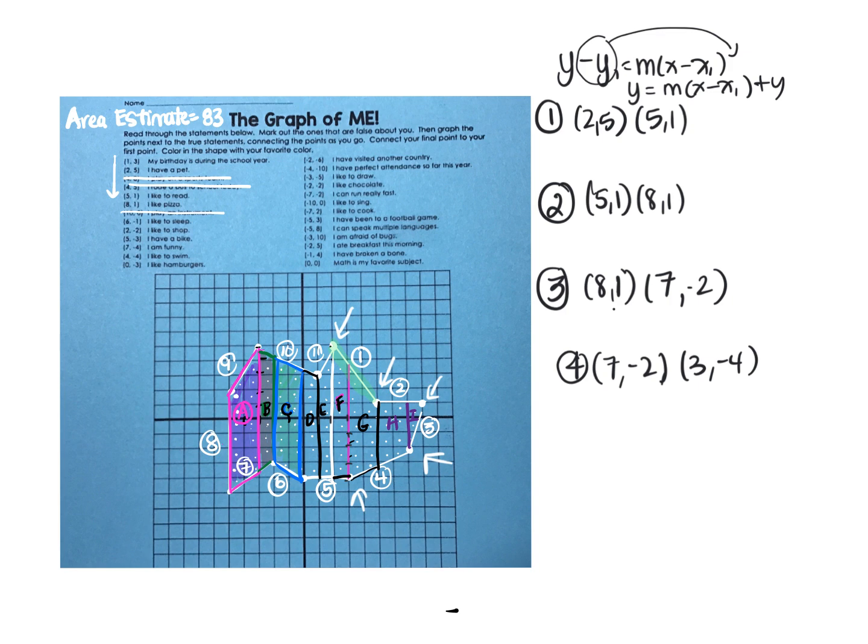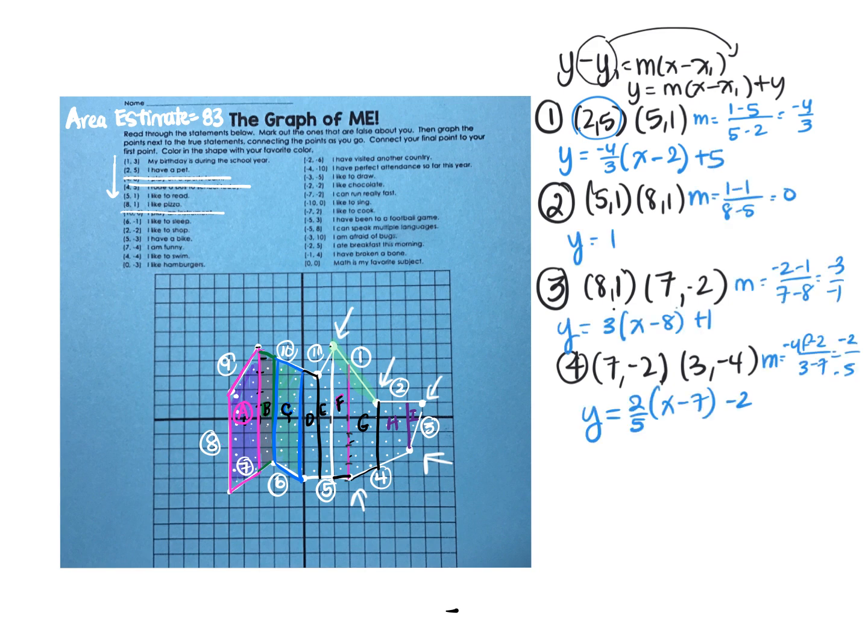So for example, the first one here, I'm going to have y equals, my slope is going to be change in y over change in x. So it's 1 minus 5 over 5 minus 2, which gives me negative 4 over 3. So negative 4 over 3 times x, and I just pick one of the points. If I pick (2, 5), it's going to be x minus 2, and then a plus 5 over there. And I do that for each one of these lines. So I happen to have my first 4 lines.